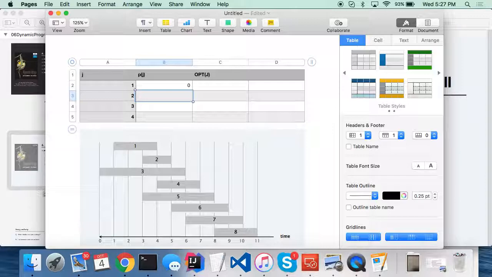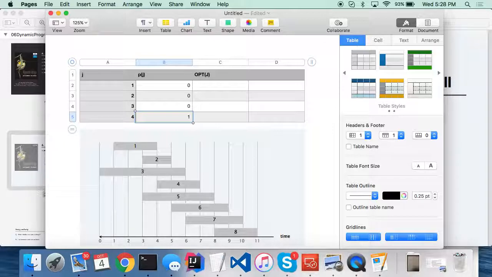So let's do 1, 2, 3, and 4. P of J for 1 is 0, for 2 is 0, for 3 is 0, for 4 is 1. Make sense? Can you show J is the time? It's not time. J is the number of the job.